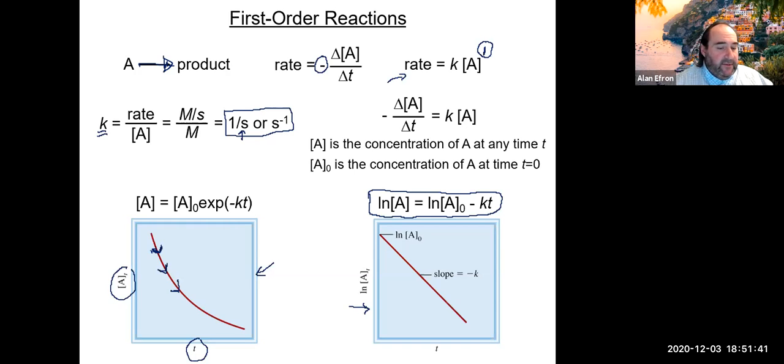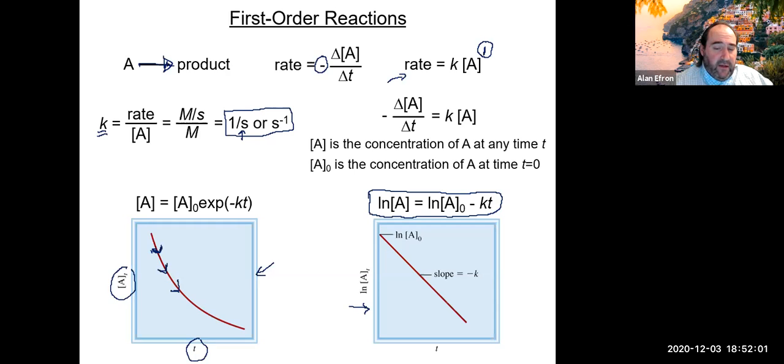And this allows you to figure out, if you know a concentration, a beginning or ending concentration, you can maybe figure out how much time it takes to get there. If you know how much time and how much you started with, you can figure out how much is left over in that reaction. And that is what this equation basically is.